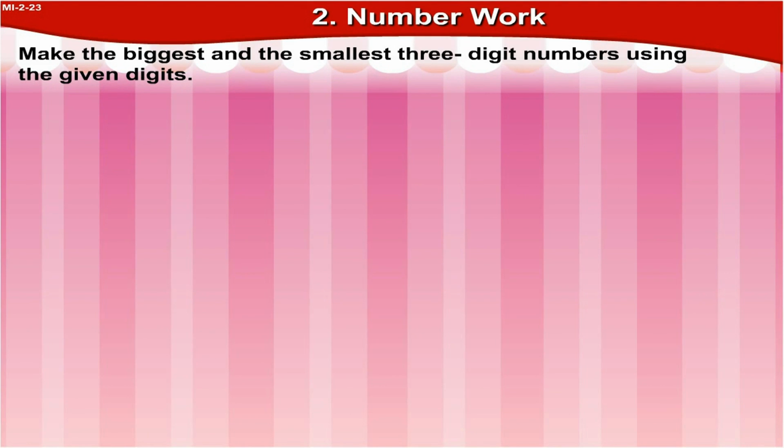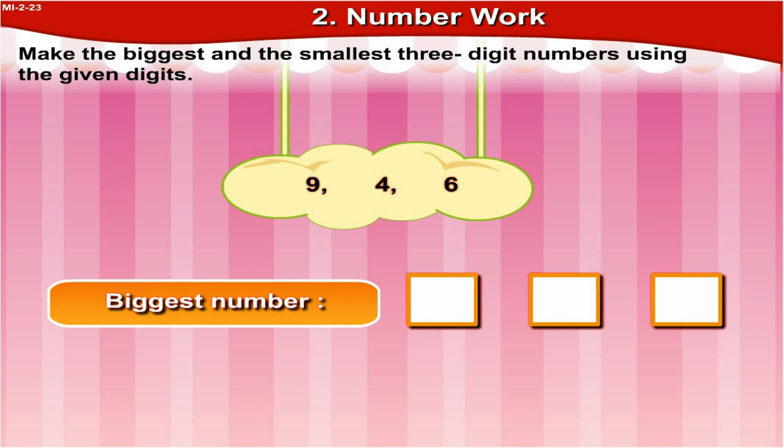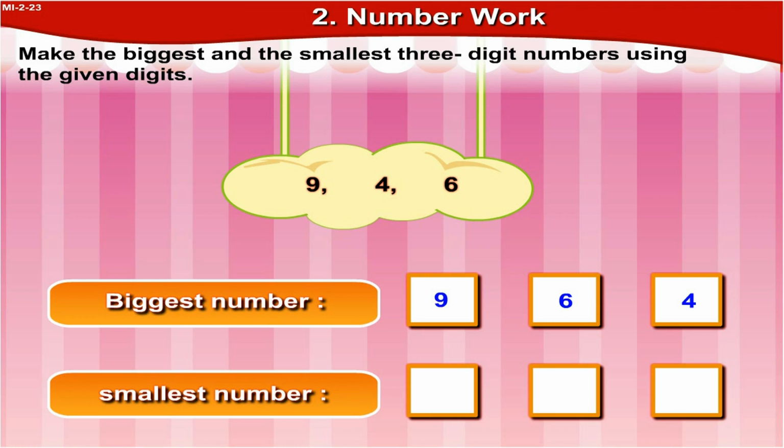Make the biggest and smallest 3-digit numbers using the given digits. 9, 4, 6. Well, the smallest digit of all is 4. And out of 6 and 9, it is 6. And the biggest is 9. Now the biggest 3-digit number would be 964. So the smallest 3-digit number would be 469.